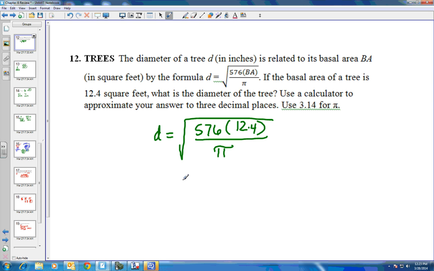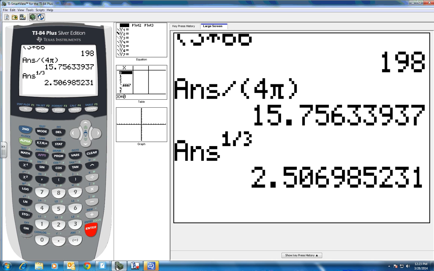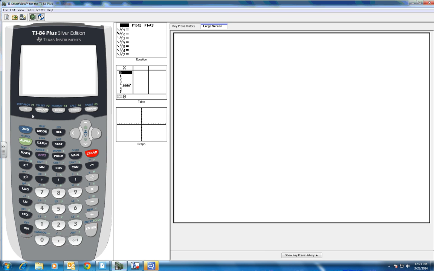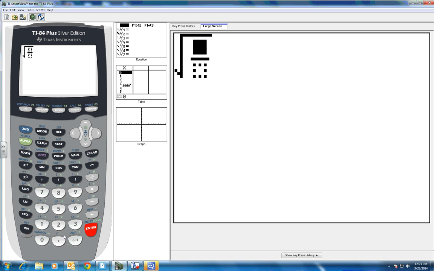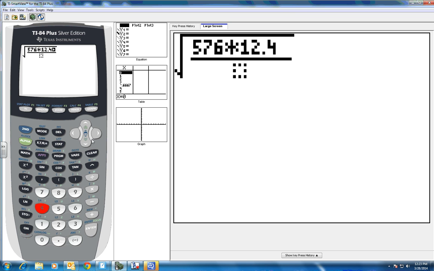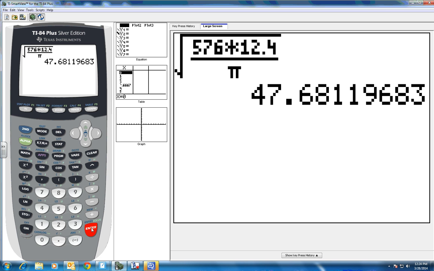So that becomes a calculator problem. Okay, so when I put that in my calculator, I have the square root. I'm going to go ahead and use my fraction button. And then it's 576 times, what was that, 12.4. And on bottom, I have divided by pi. 47.69.